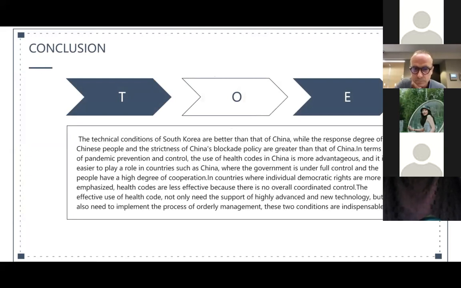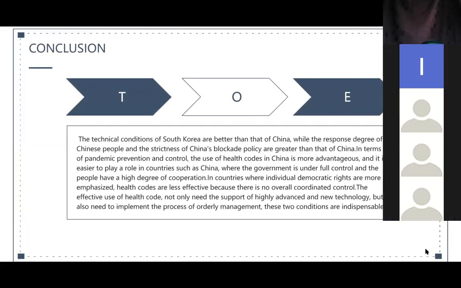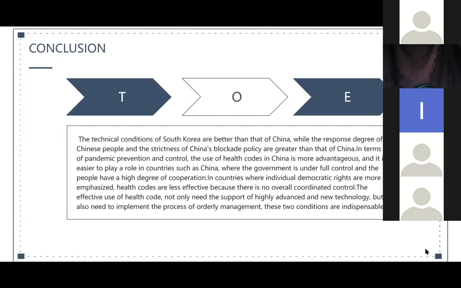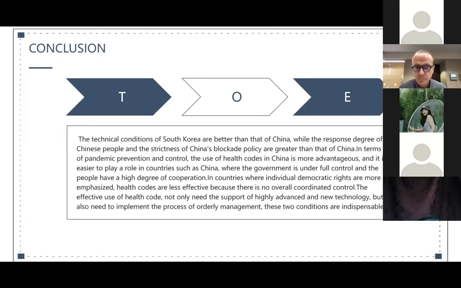Health code is easier to play a role in countries such as China, where the government is stricter and the people have a higher degree of cooperation with government. In countries where individual privacy rights are more emphasized, health codes are less effective because there couldn't be overall coordinated control. The effective use of health code not only needs the support of highly advanced and new technology, but also needs orderly management. These two conditions are indispensable.